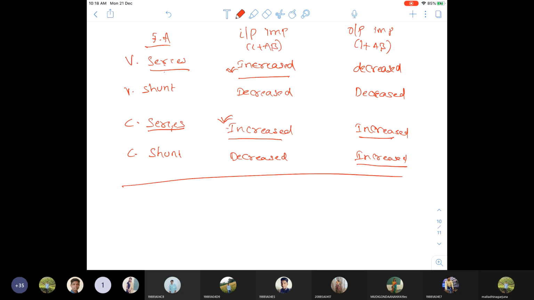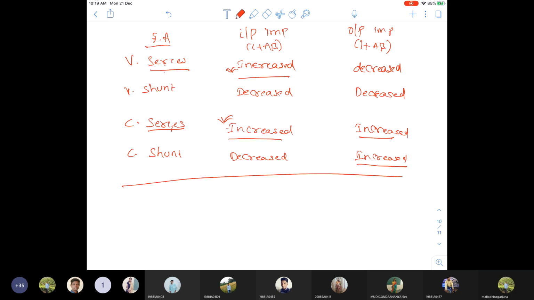Yes or no? Are you there? Yes, sir. So for voltage series and current series, the input is a series connection. So the input impedance of these two feedback amplifiers will be the same. That is, increased and increased.